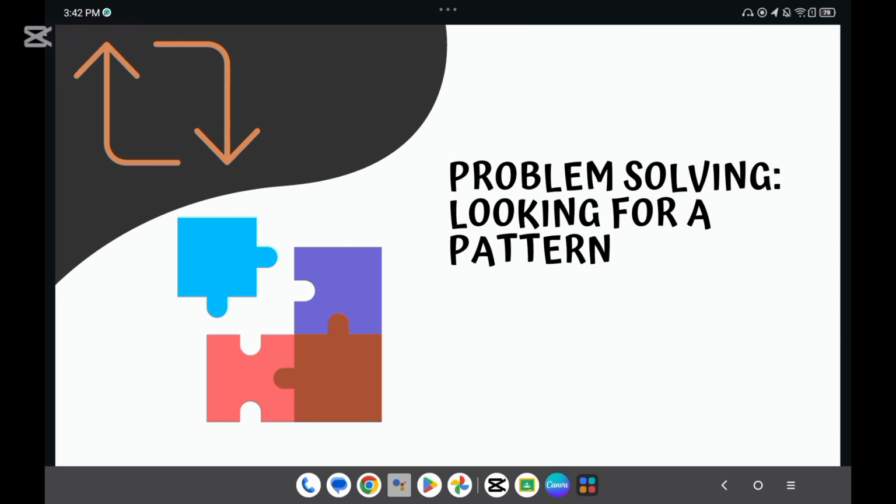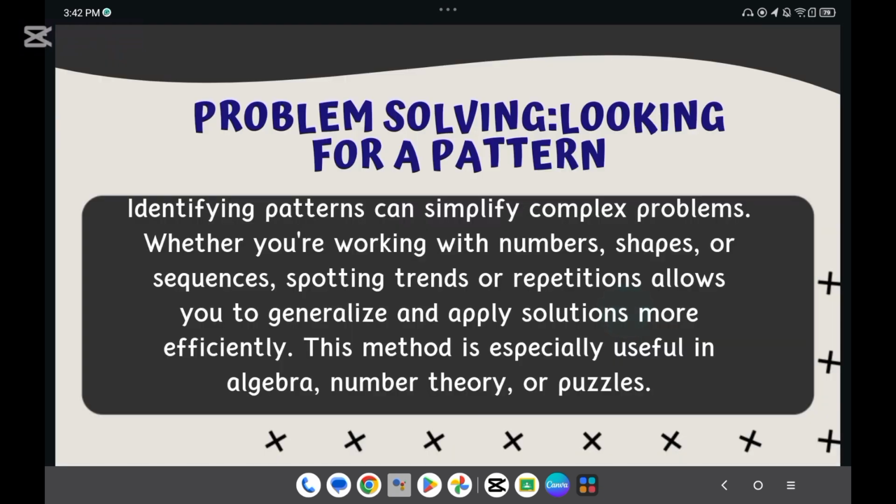In this tutorial video, we're going to look at the problem-solving strategy of looking for a pattern. Identifying patterns can simplify complex problems, whether you're working with numbers, shapes, or sequences. Spotting trends or repetitions allows you to generalize and apply solutions more efficiently. This method is especially useful in algebra, number theory, or puzzles.